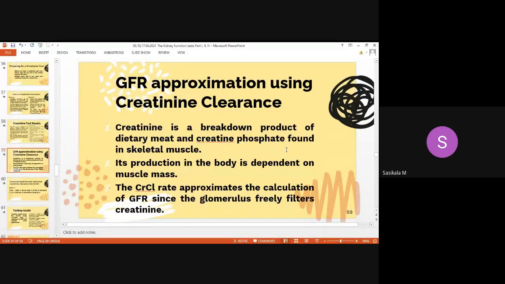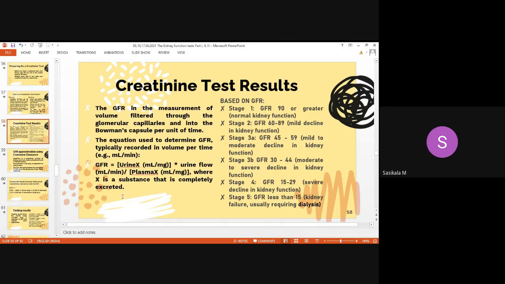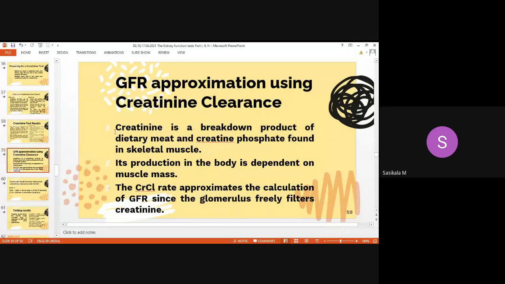So calculating GFR is one of the kidney function tests, and calculating creatinine clearance is part of the kidney function test. Okay. And creatinine is a breakdown product. Now let's see how creatinine clearance is calculated from GFR. Okay. Now you have seen how GFR is calculated. Now we'll move on to the creatinine clearance calculation.